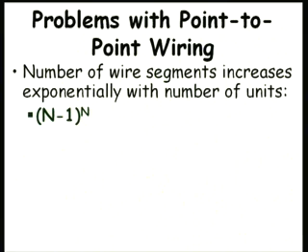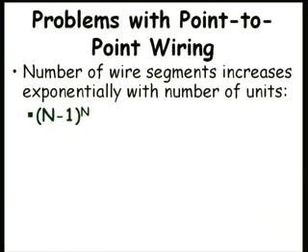Similarly, with point to point networking, there are problems. One of the main problems is that the number of wire segments increases exponentially with the number of units. So, if there are n units to be connected by point to point wiring, the number of wire segments you will require is (n minus 1) to the power n. Do you agree with this? Why is it (n minus 1) to the power n?